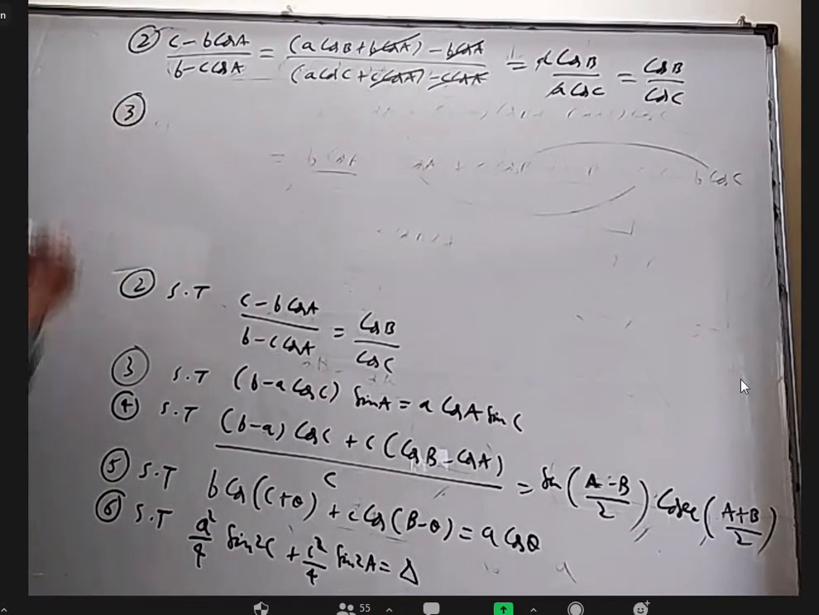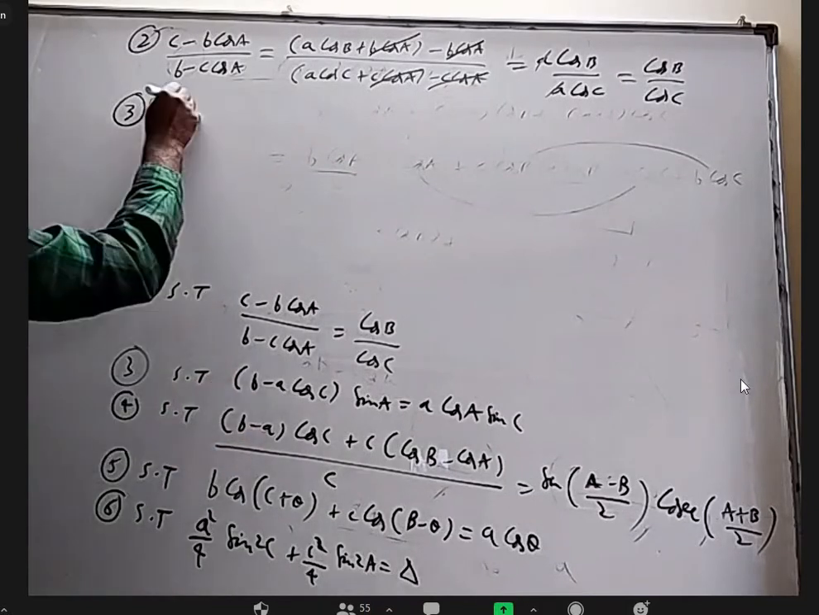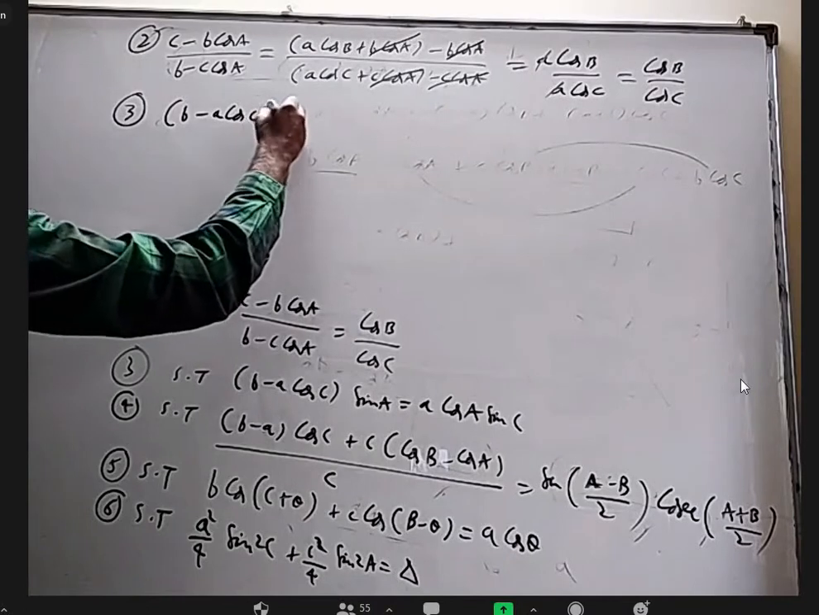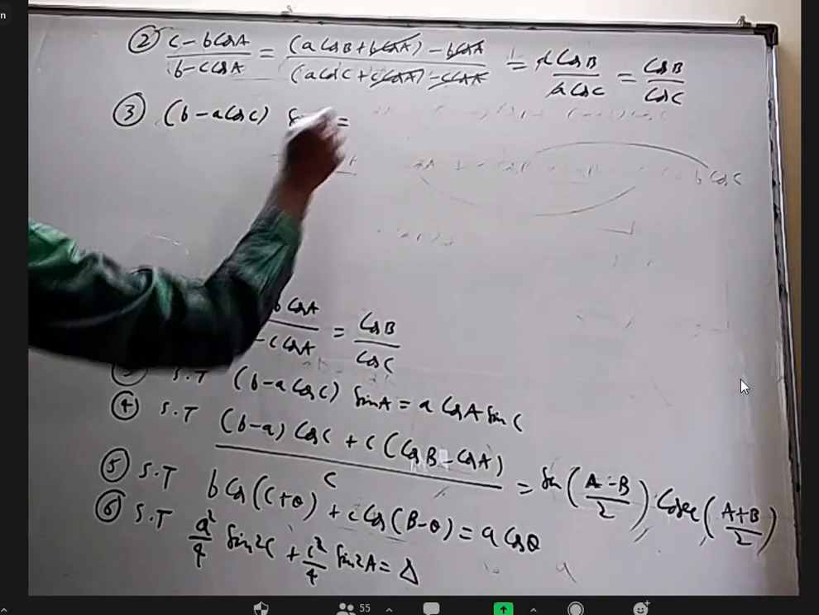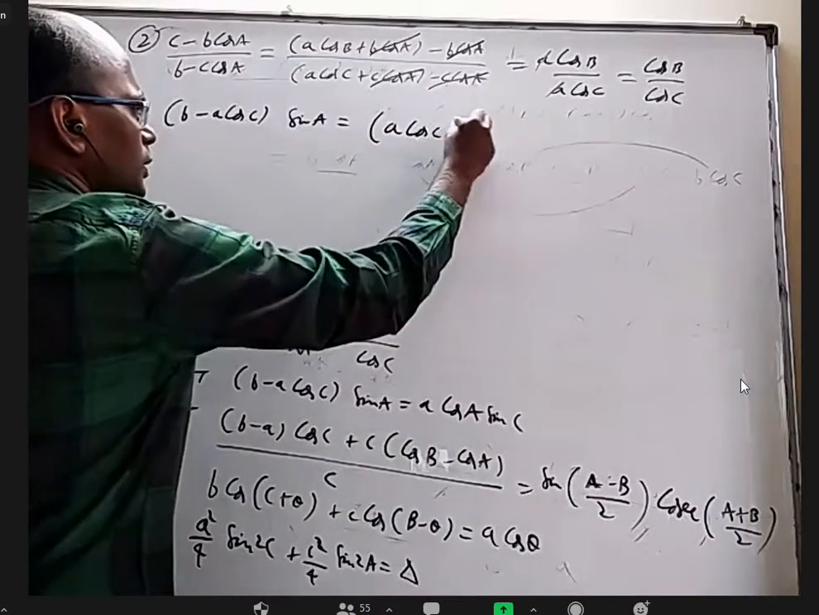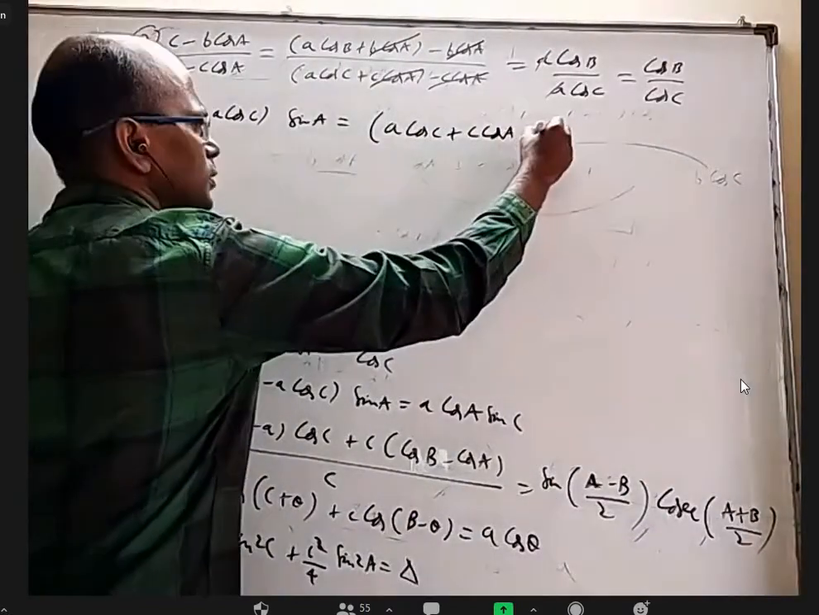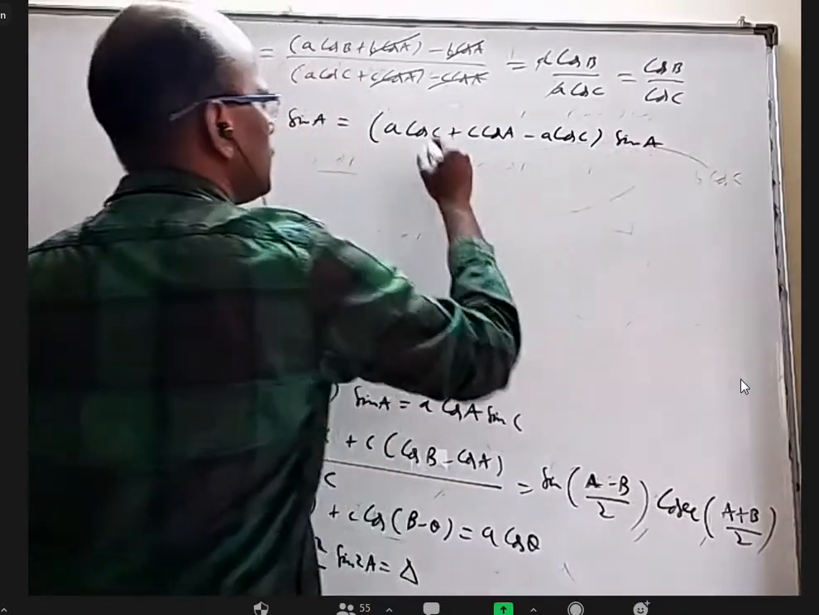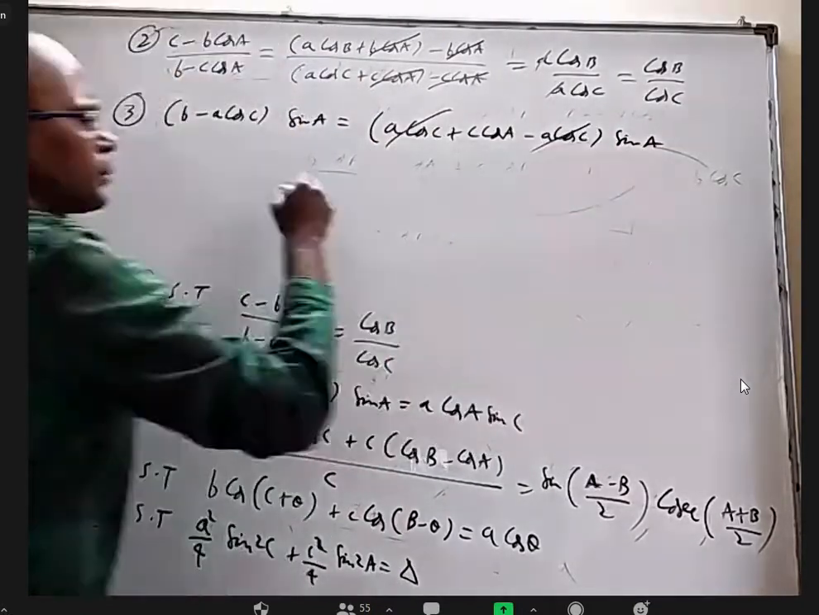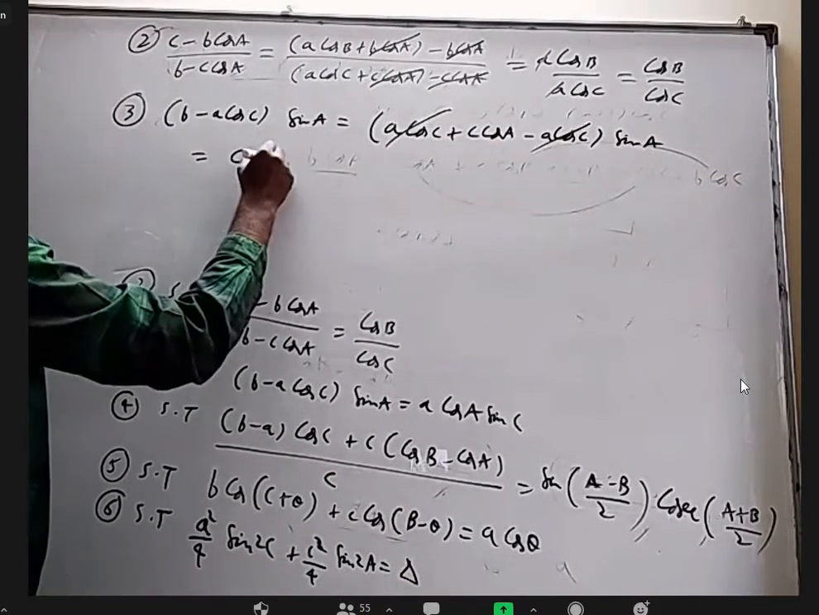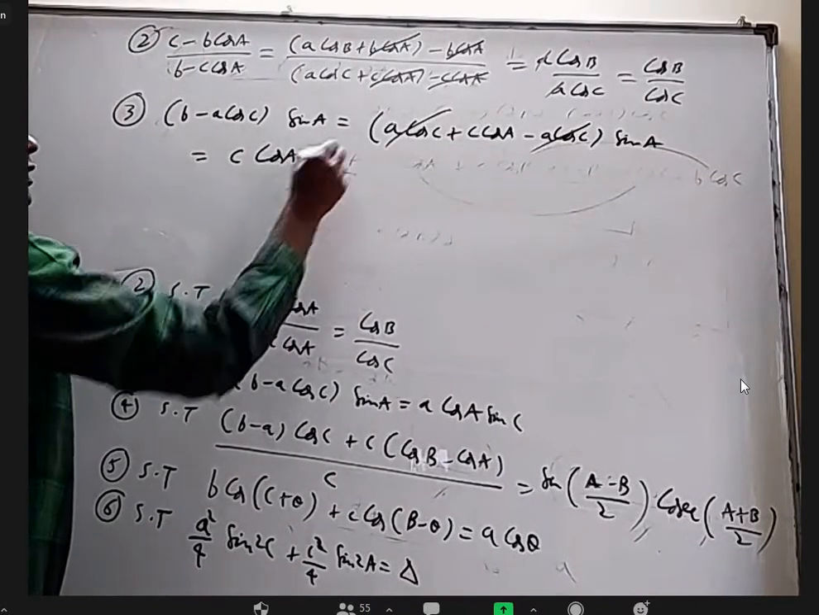Okay, this third one: (B minus A cos C) into sin A. In the place of B, I can use projection rule: (A cos C plus C cos A minus A cos C) into sin A. Now A cos C will cancel. Okay, I got something, but that is not the answer. C cos A into sin A.